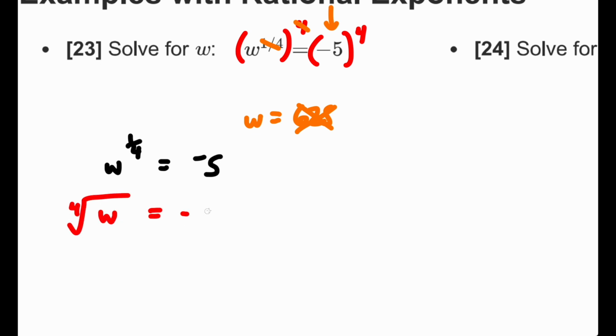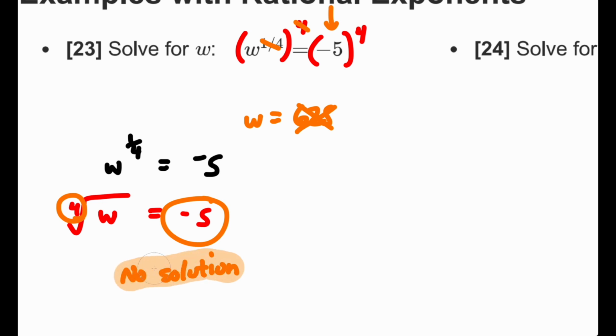And you can't have an even index with the radicals and get a negative out of it, just like we talked about a second ago. So from that, you can also just write no solution. Either way, how you want to do it will work. And it's the same principle too. You can raise both to the 4th power, and then you check your work, it won't end up working out. But you can actually turn that w to the 1/4 power into the, I'm sorry, the 4th root of w.